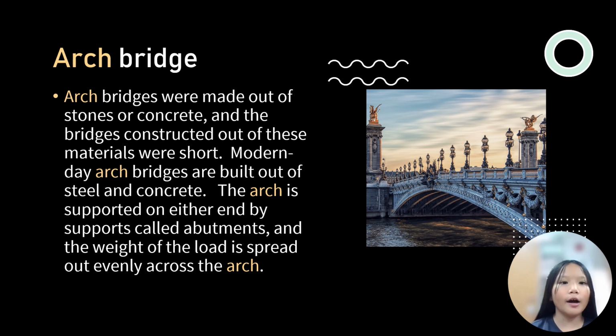Arch bridge. Arch bridges were made out of stones or concrete, and the bridges constructed out of these materials were short. Modern-day arch bridges are built out of steel and concrete. The arch is supported on either end by supports called abutments, and the weight of the load is spread out evenly across the arch.